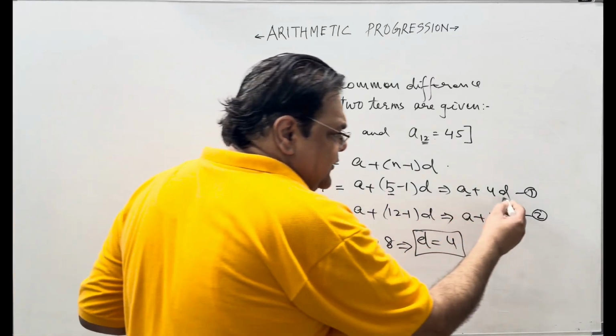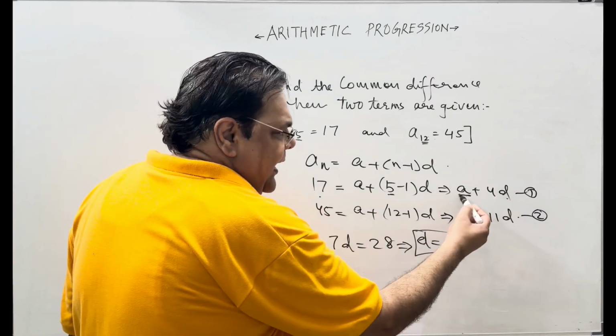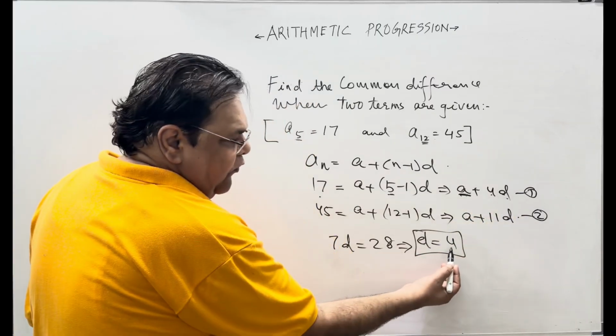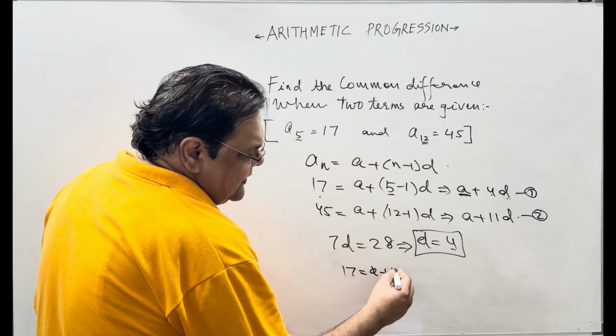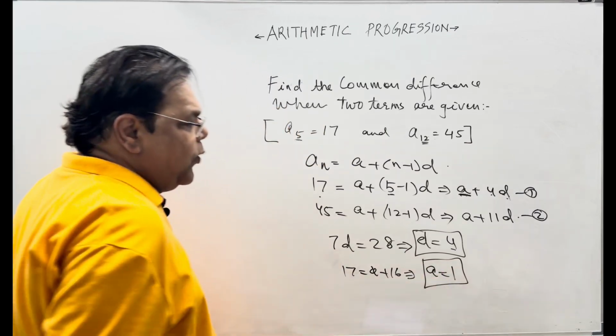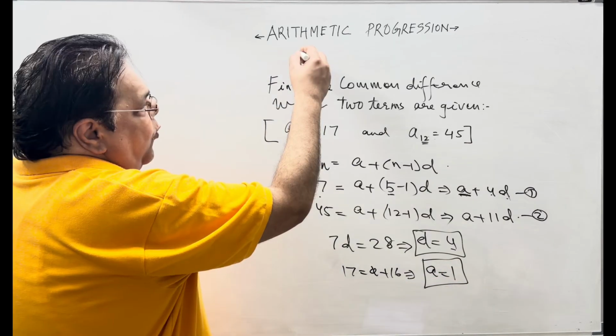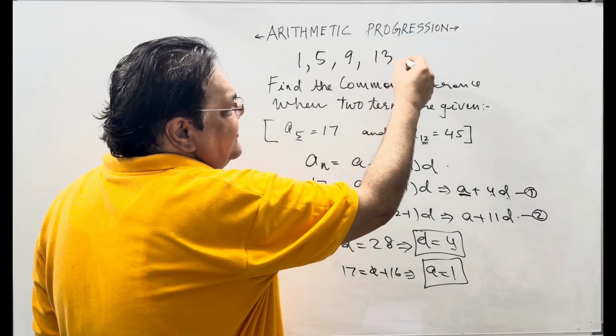17 is equal to a plus 4d. So you can substitute d here, a plus 4 into 4, a plus 16. So 17 is equal to a plus 16. a is equal to 1. The first term is 1. The AP is 1, 5, 9, 13, etc.